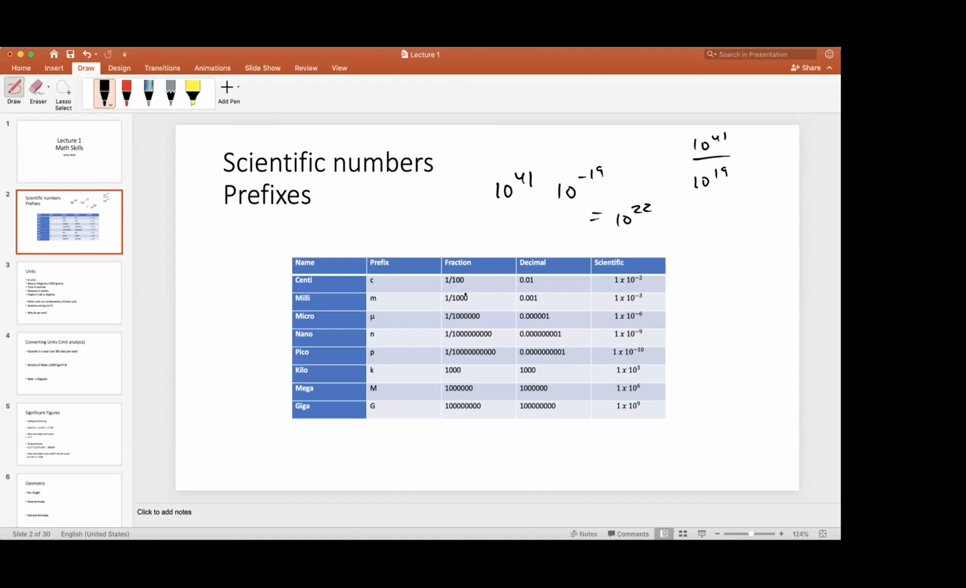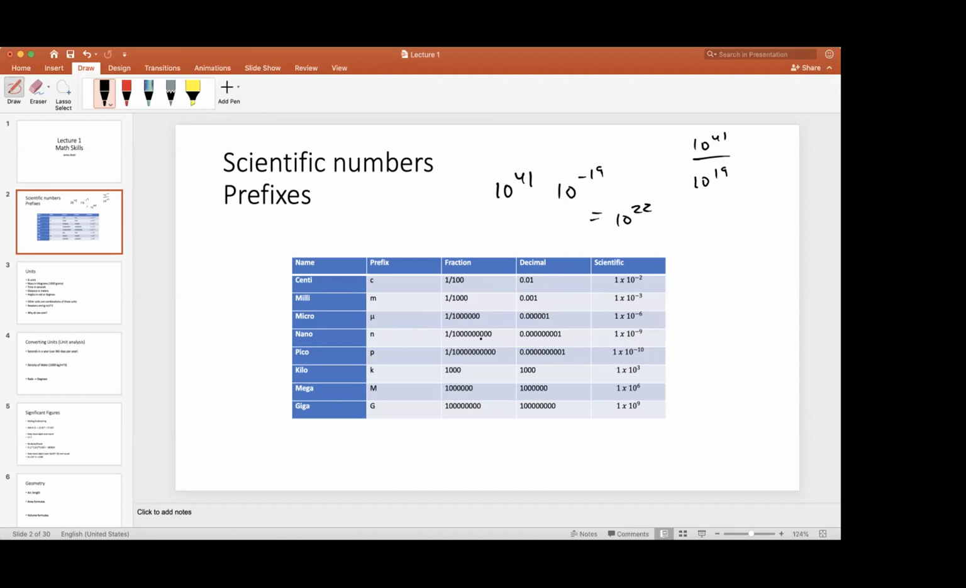You're all familiar with centimeters. There's 100 centimeters in a meter. Incidentally, a meter is basically a yardstick, around 3 feet. And in decimals, a centimeter is 0.01 of a meter. Millimeters are 1,000th of a meter. There's 1,000 millimeters, so they're 10 to the minus 3. Micro is 10 to the minus 6. This is pretty much getting down to the level of cells.